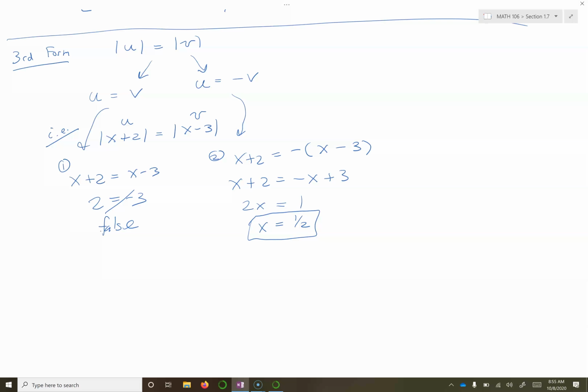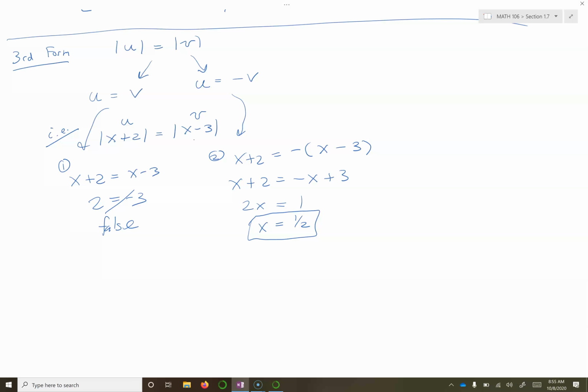Now this one where 2 equals negative 3, that's inconsistent, right? But we don't care because since there's absolute values, there's a possibility that there is a solution with the other equation, and sure enough, we're good to go. We have 1/2. When you plug it in the equation, you have 1/2 plus 2, so that's 2.5. And then 1/2 minus 3 is negative 2.5, but taking the absolute value, you get 2.5. So our only solution is x equals 1/2.